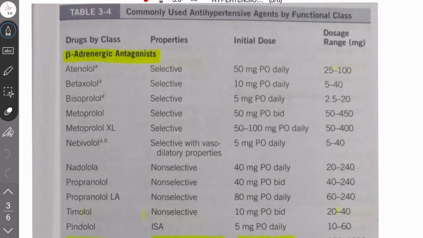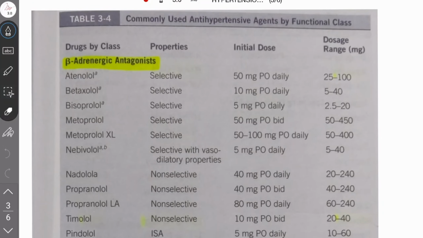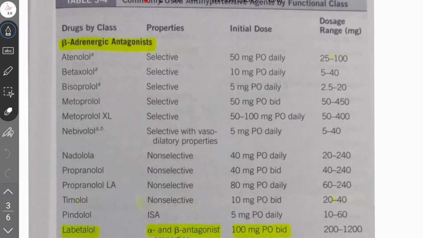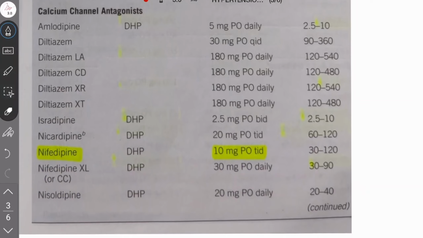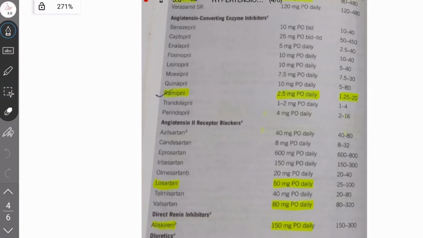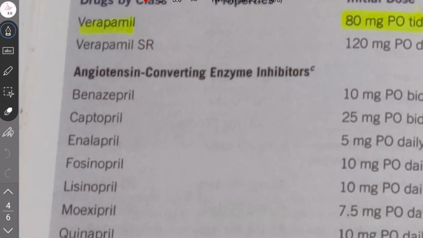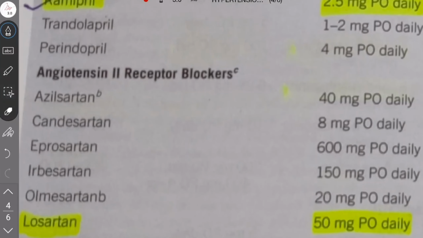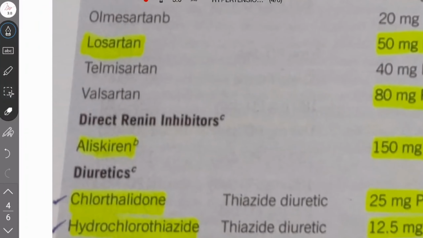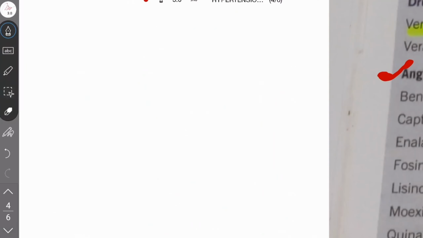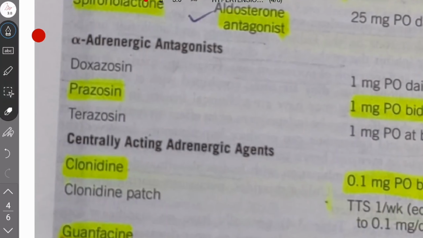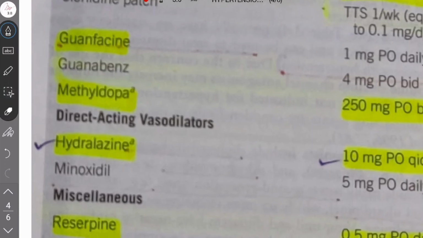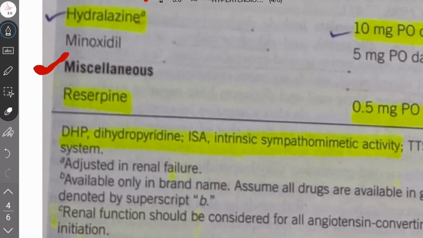See, these are commonly used antihypertensive agents by functional class. First is beta adrenergic blockers, then calcium channel blockers, then ACE inhibitors, then the ARB, angiotensin receptor blockers, direct renin inhibitors, diuretics, alpha adrenergic agonists, centrally acting agents, direct acting vasodilators, and certain other drugs.